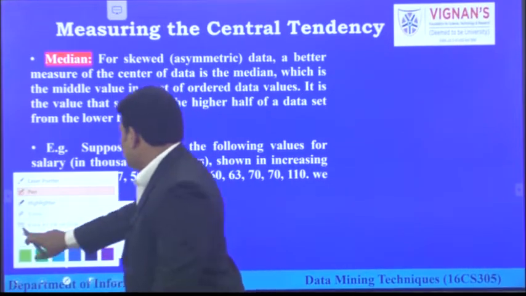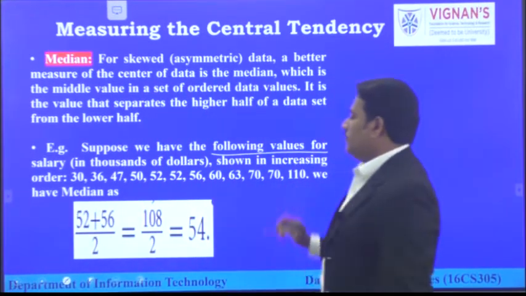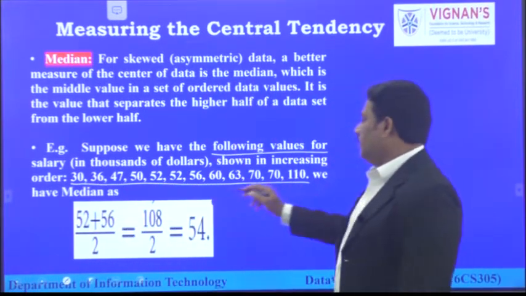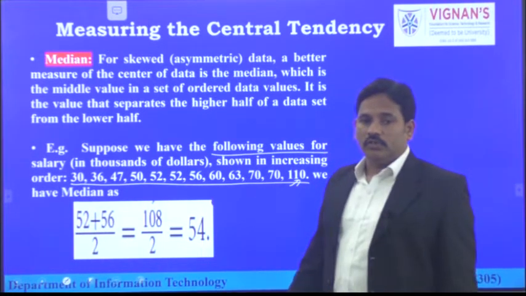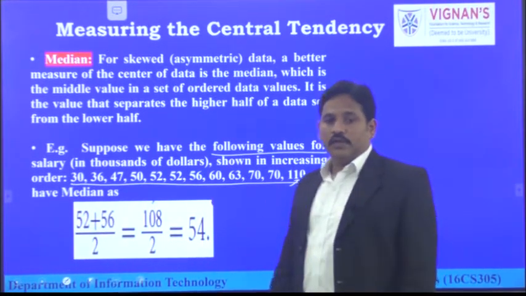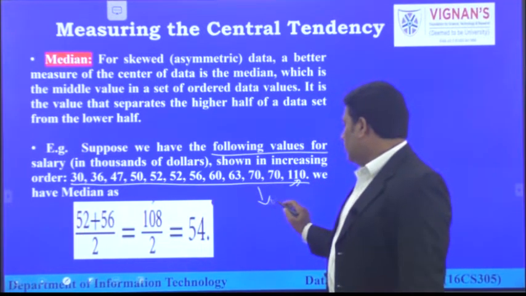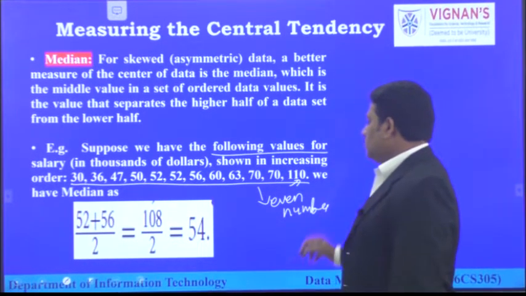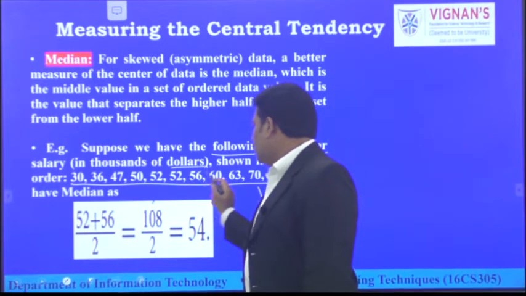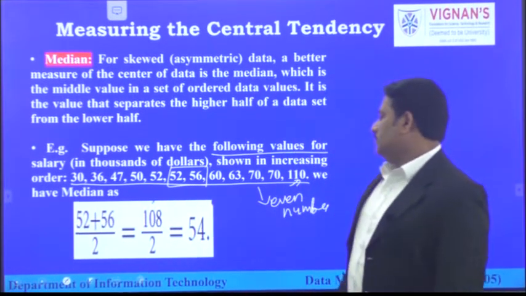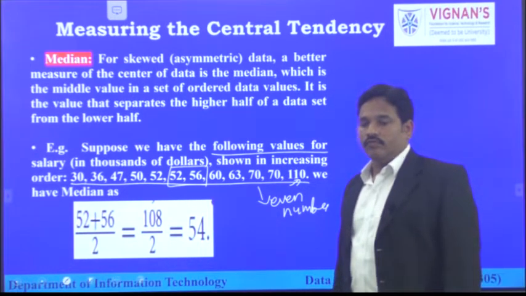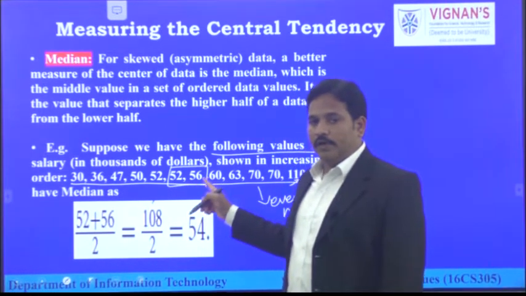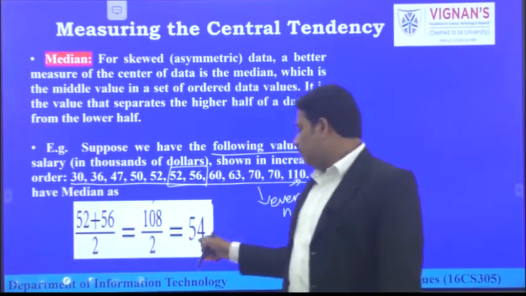Here in this example, suppose we have the following values for the salary in thousands of dollars. Totally we have 12 values here, starting from 30, 36, and the last one is $110,000. These are the 12 values. When the number of values is even, and 12 is an even number, take the average of the middle two values. Here the middle values are 52 and 56, the sixth and seventh values. Take the average of these two values, 52 plus 56 divided by 2. Here we get 54.